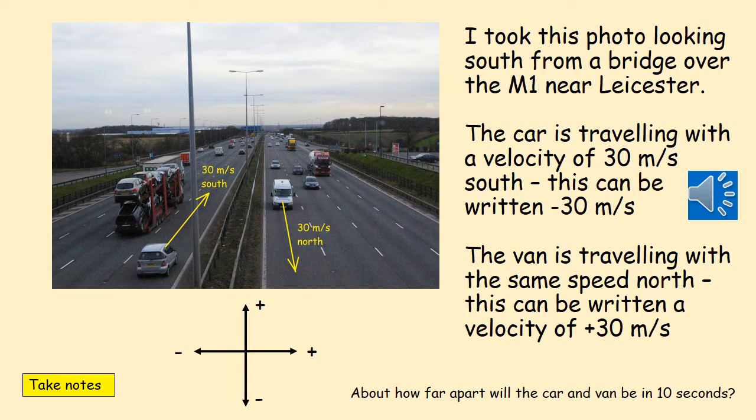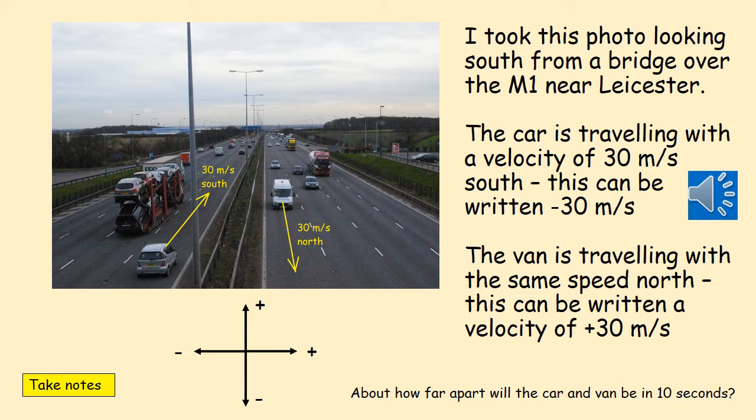Your y-axis in maths goes from positive numbers upwards and your negative numbers are downwards. So in physics we say that anything going upwards has got a positive value and anything going downwards has got a negative value.